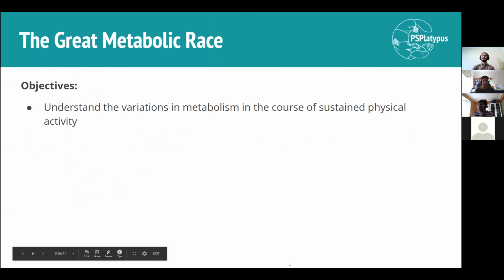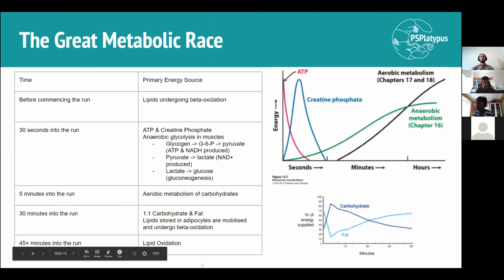So the Great Metabolic Race is essentially, we're just going to run through a scenario of a person running a race. And we want to talk about the changes in metabolism that occur in that race. So this is the basic summary of everything you need to know. It looks like a lot, but I'll just walk you guys through it. I'll tell you where to look to make it a little bit easier.